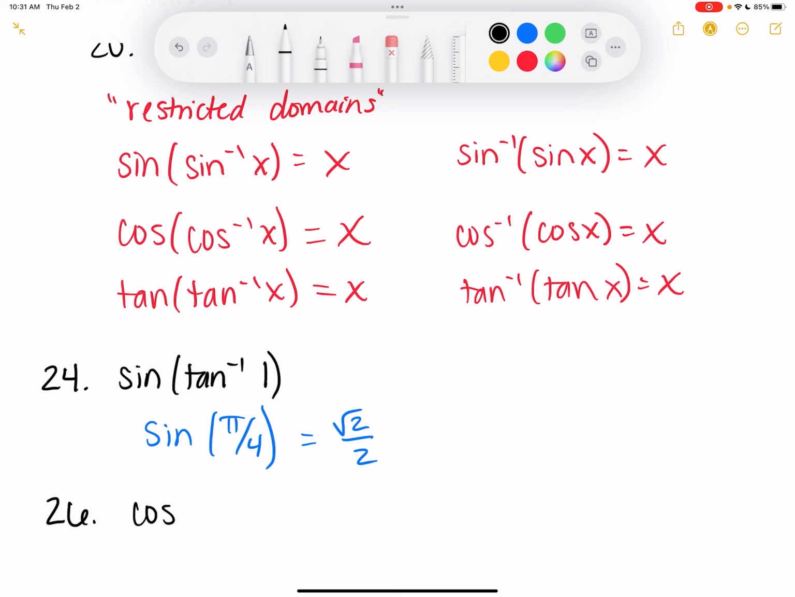26, inverse cosine of the cosine of 7 pi over 4 would be what? Based on the restricted domains. 7 pi over 4. So if it's like this, you can just go straight to here. Otherwise, show what is being replaced.